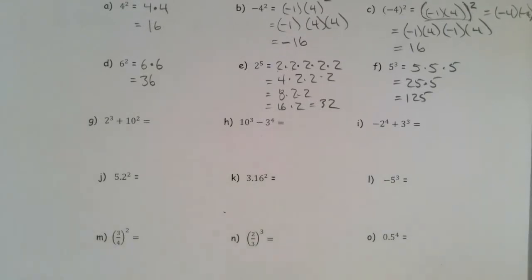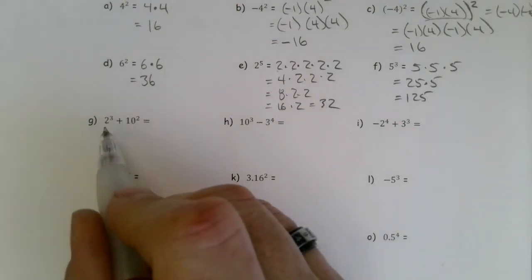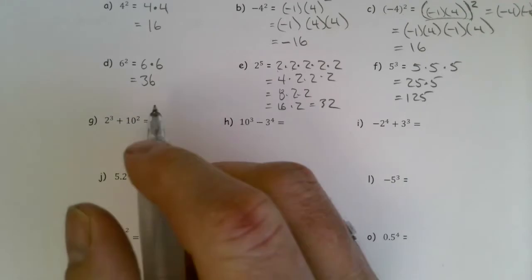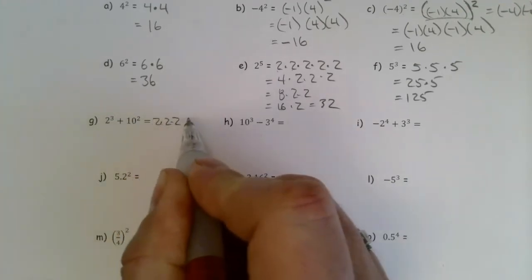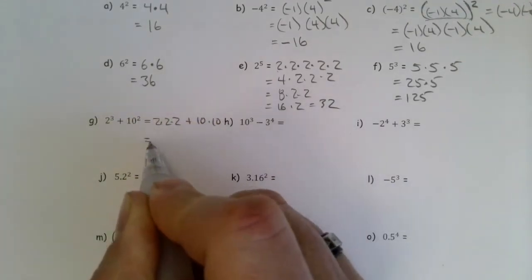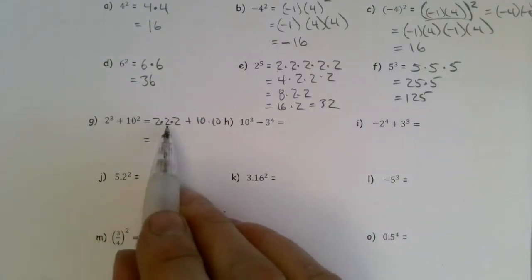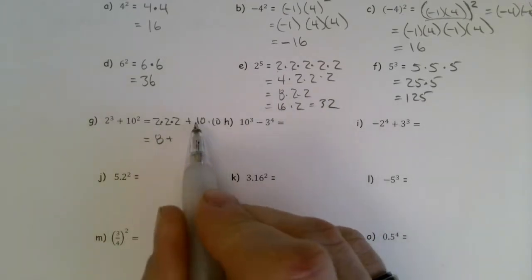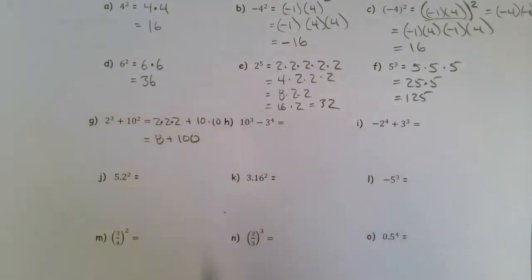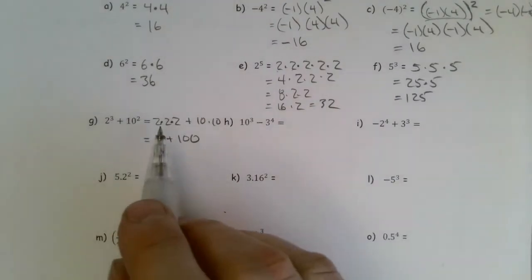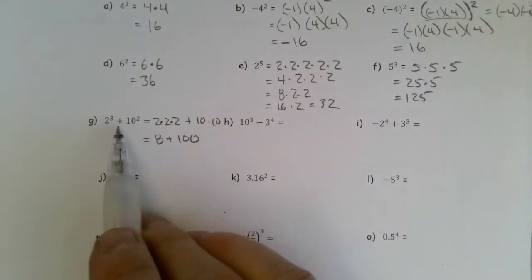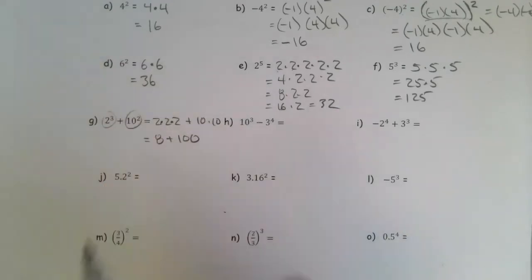Okay, well now let's put this information into some slightly more complicated expressions. So this is going to be 2 to the power of 3 plus 10 to the power of 2. So 2 times 2 times 2 plus 10 times 10. Now, we can do things a little bit quicker because we can do a lot of this on our calculator. 2 times 2 times 2 is 8. 10 times 10 would be 100. Now, notice that I'm doing the individual powers first. I'm evaluating them first before I do the addition.